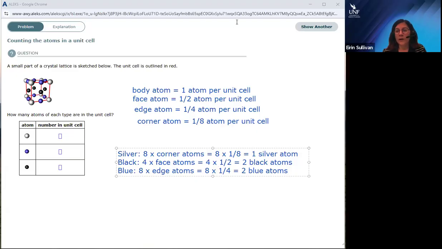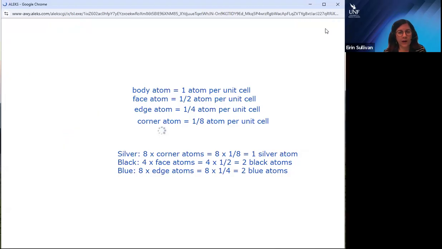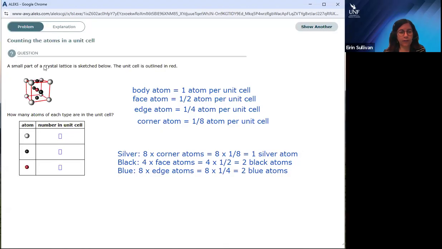I'm just going to click through and show another to see if we can see an example of a body atom. Okay, so here, for example, that red one is fully within the body. So for this one, we've got red, which is 1 body atom, and that is 100% within the body of the unit cell. So that's 1 times 1 gives me 1 red atom overall, okay? And that's usually pretty easy to spot because you can see that that red does not go outside the boundaries of the unit cell edge, okay? Whereas you can see with the silver ones and the black ones, they're sticking out beyond that cube shape, okay? So that's your giveaway.